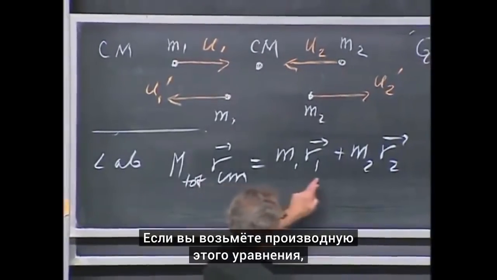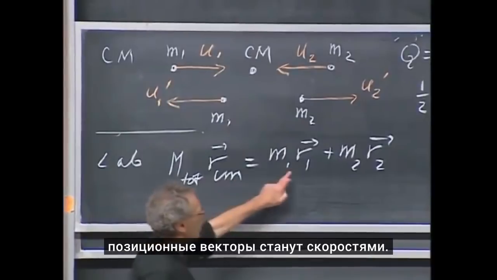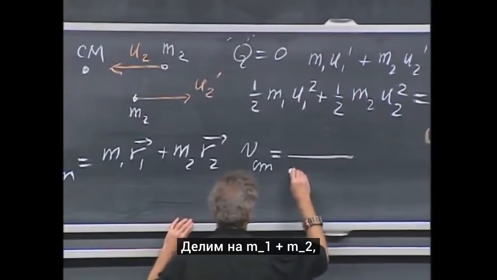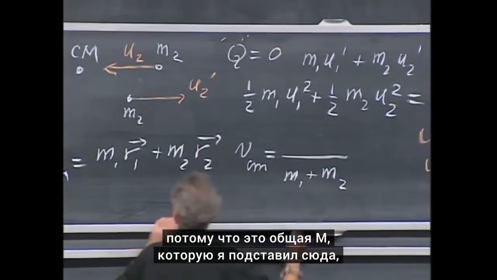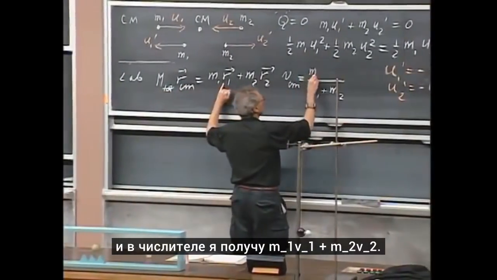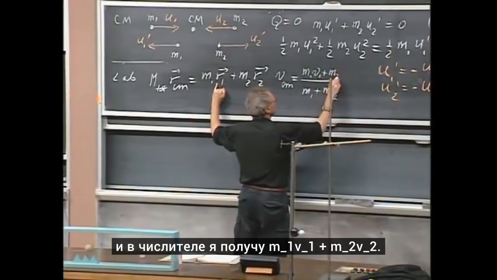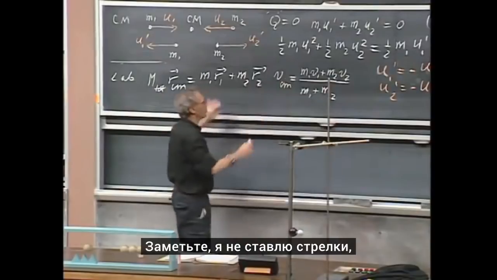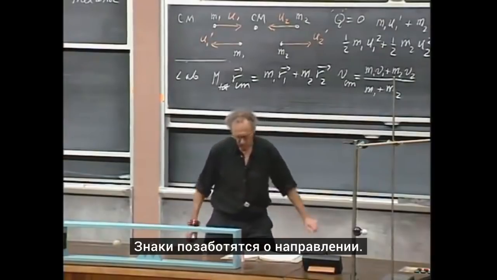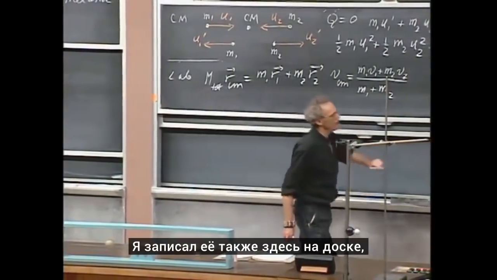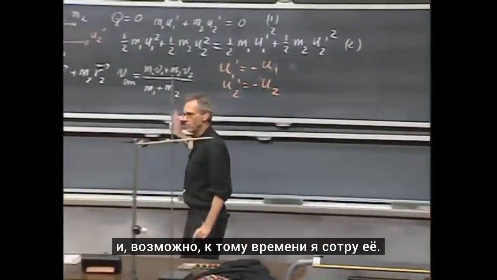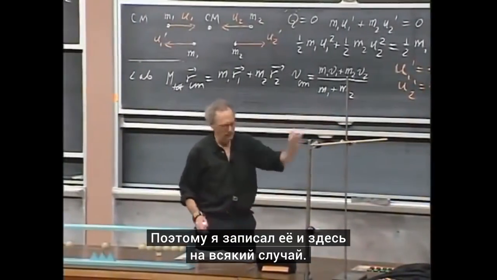And so, if you take the derivative of this equation, then the positions become velocities. So the velocity of the center of mass equals 1 divided by m1 plus m2, because that's the m total which I bring under here, and upstairs I get m1 v1 plus m2 v2. Notice I left the arrows off, because since it's a one-dimensional problem, signs will take care of the directions. So this is the velocity of the center of mass. I wrote it also there on the blackboard, because later on in this lecture I will need it, and it is possible that by that time I have erased it, so that's why I wrote it down there too.